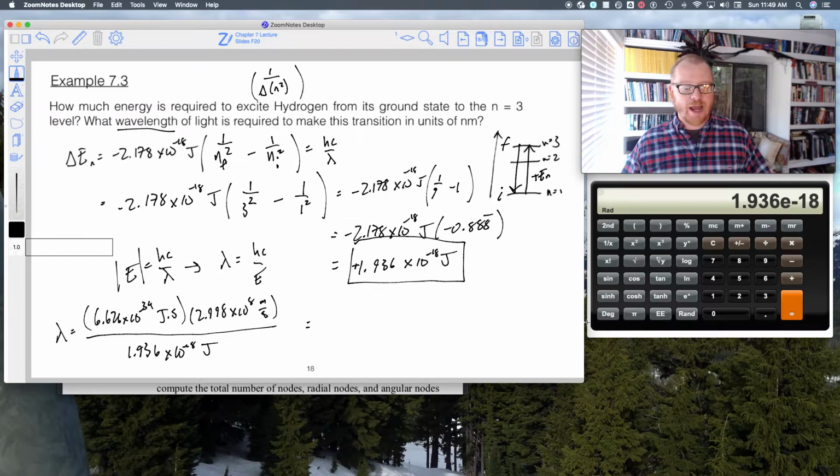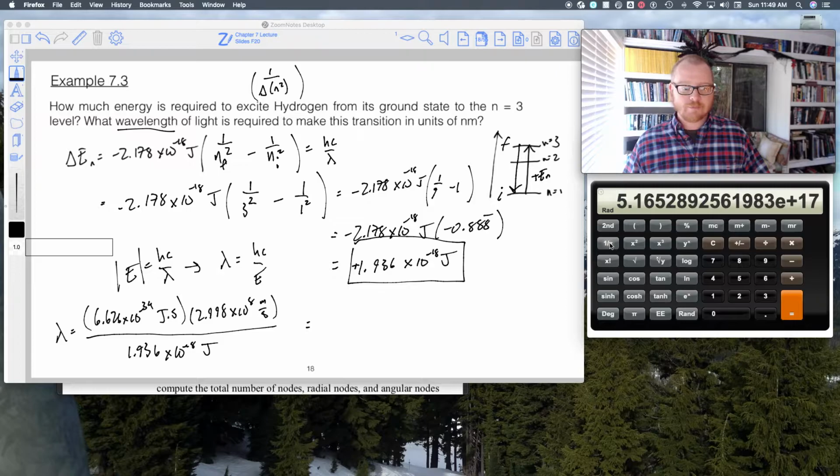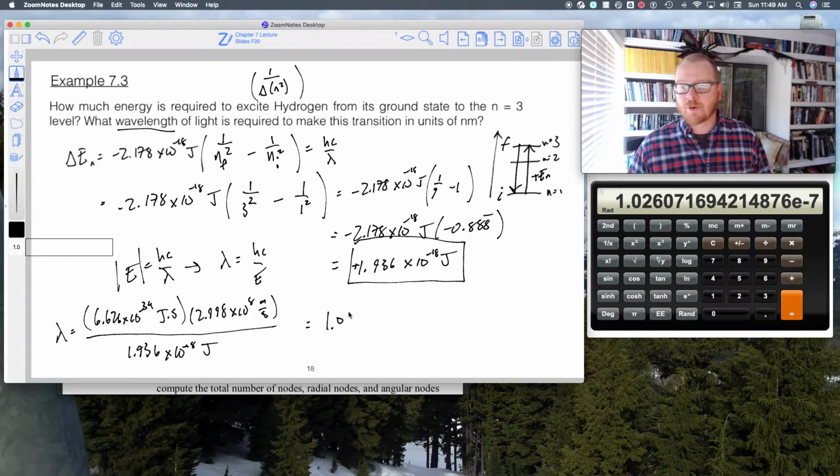I'm going to show you a handy trick. Because it's 1 over the number I have in my calculator, I'm going to push that 1 over x button. Okay, great. And now I'm going to say that number times 6.626 E negative 34 equals, and then times 2.998 E 8 equals, and yep, that's a reasonable number. And I'll tell you why I know that's a reasonable number. 1.026 times 10 to the minus 7.